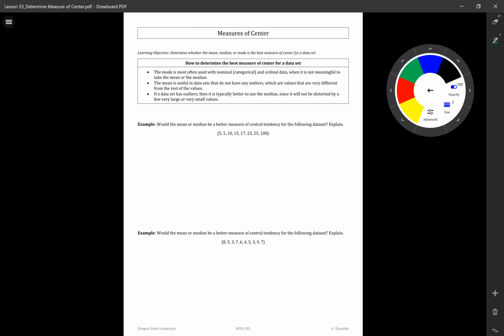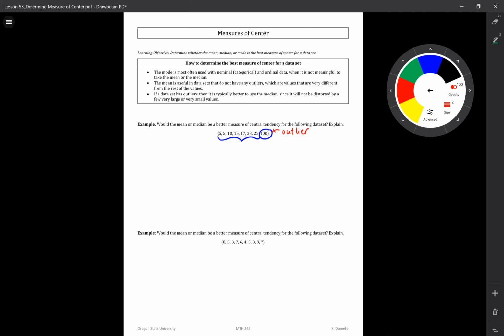So we're going to look at two data sets here and try to determine which of the measures of center would be most appropriate here. So would the mean or median be a better measure of central tendency for this data set? I have 5, 5, 10, 15, 17, 23, 25, and 100. So I see that between 5 and 25, all of my data are pretty close together. But then I have this 100 hanging out way out here. So this 100 would be considered an outlier, right? It is way far off from all of the rest of the data points.